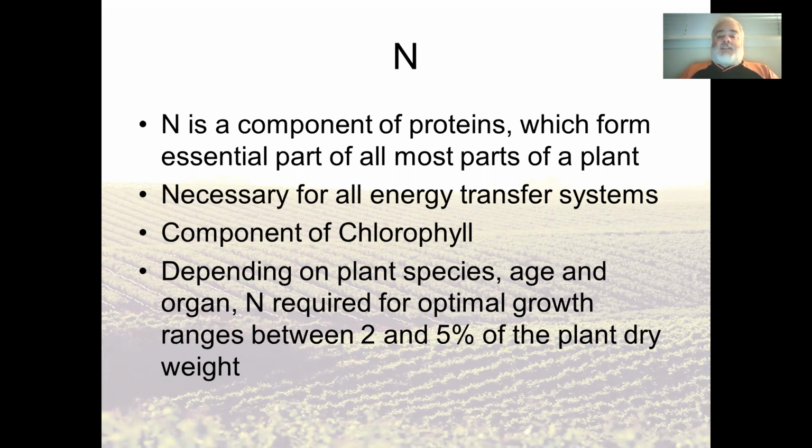And nitrogen is necessary for energy transport. It's necessary to make chlorophyll. Nitrogen is a workhorse type of essential macronutrient element. And that's why we have to spend so much time worrying about it and making sure it's there.